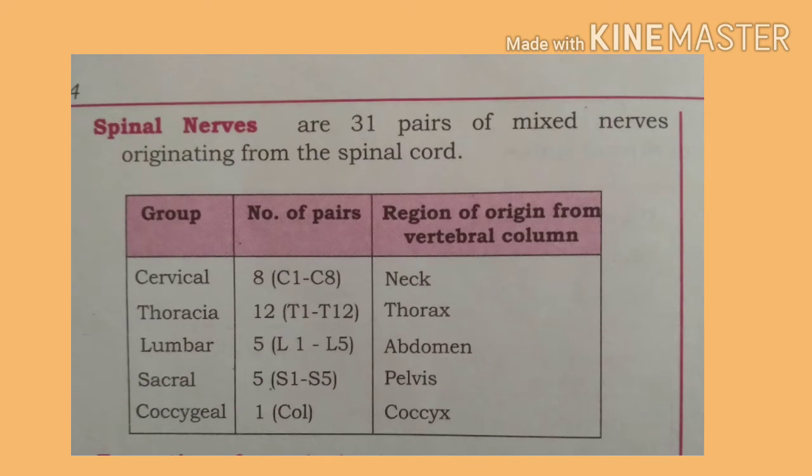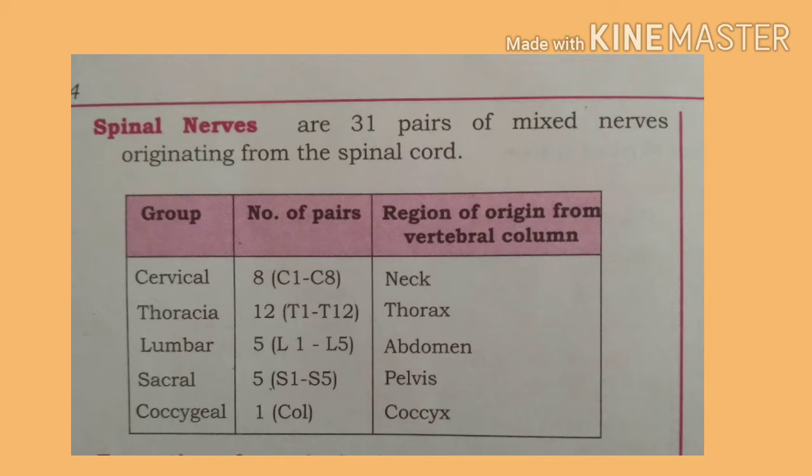And when we look at the spinal nerves, there are 31 pairs of mixed nerves originating from the spinal cord. When we see this table, it is divided into columns, the first involving the group and number of pairs, then the region of origin from the vertebral column. In the cervical group there are 8 pairs, C1 to C8, seen in the neck region.